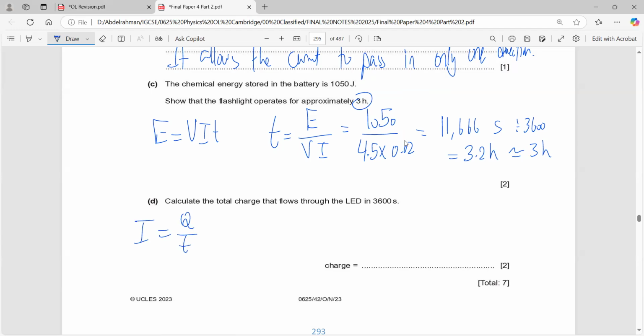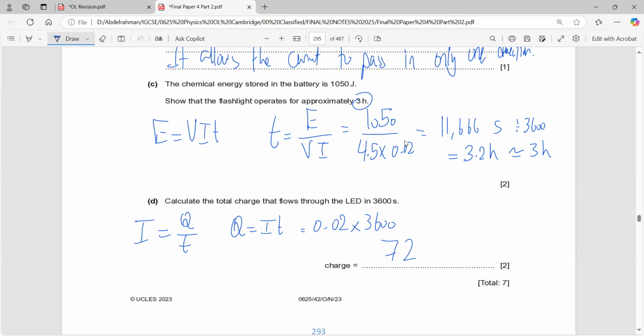What is Q? The charge. So Q equals IT. The current was 0.02 times the time, which is 3600. 0.02 times 3600 is 72.